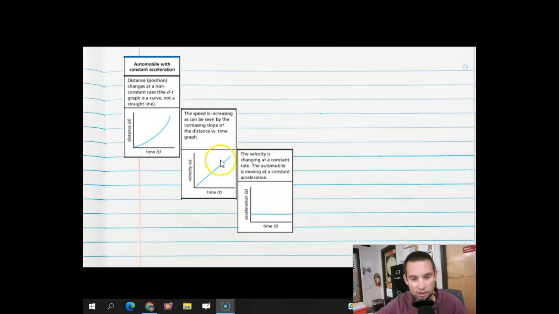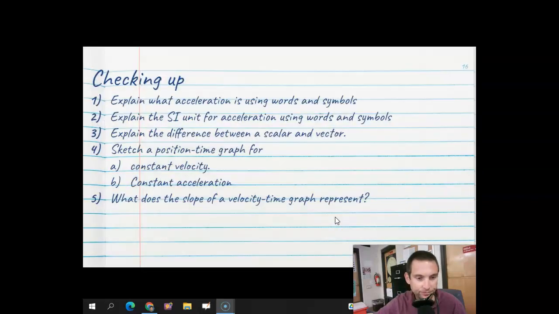So now we have a line that we can take the slope of. We can do rise over run for this line. The velocity is changing at a constant rate, so that means the automobile is moving with a constant acceleration. And because we're moving to higher velocities, more positive velocities, that means we have a positive acceleration. And in this case, it's not changing.